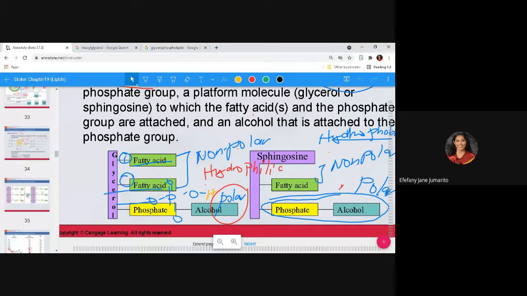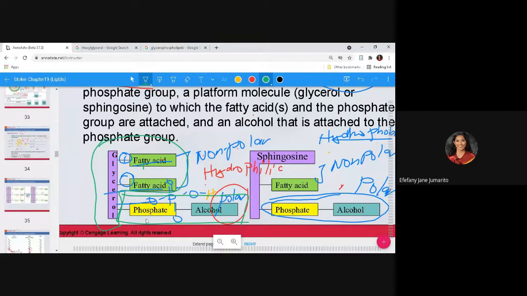So what's the polar region in your phospholipids, glycerophospholipids? It's this one. Okay. Phosphate and alcohol. The phosphate group and the alcohol group make up the hydrophilic or polar region of your glycerophospholipid. Now your fatty acids and then the glycerol, they are non-polar, so they are hydrophobic. They fear water. Okay, so it's insoluble in water.